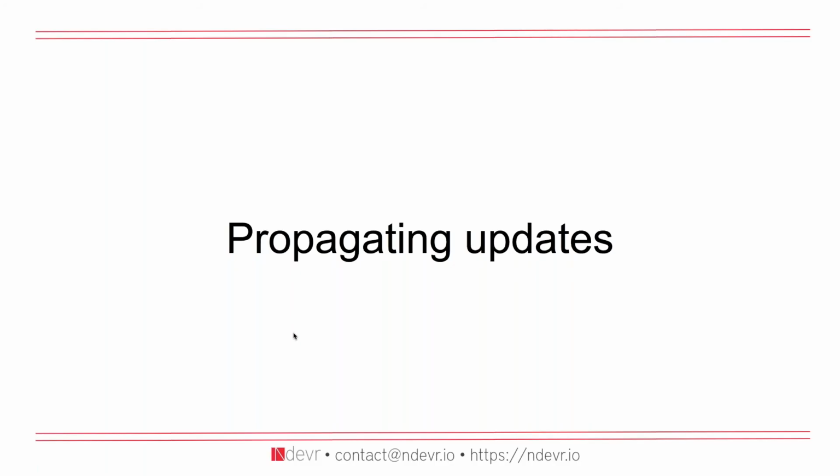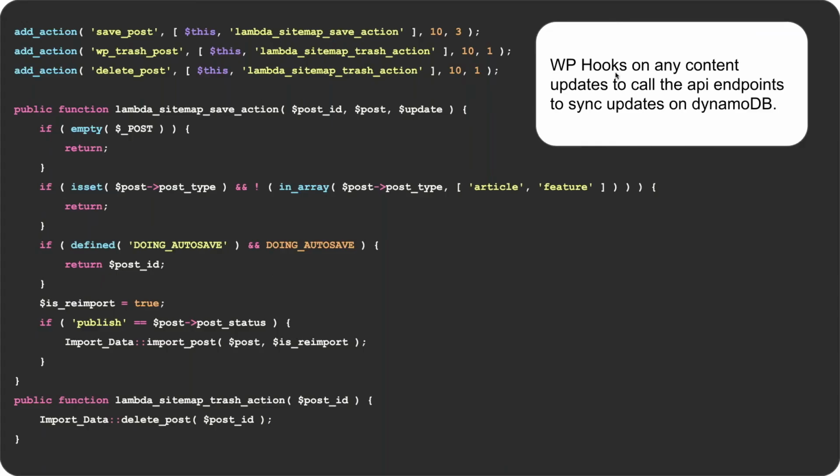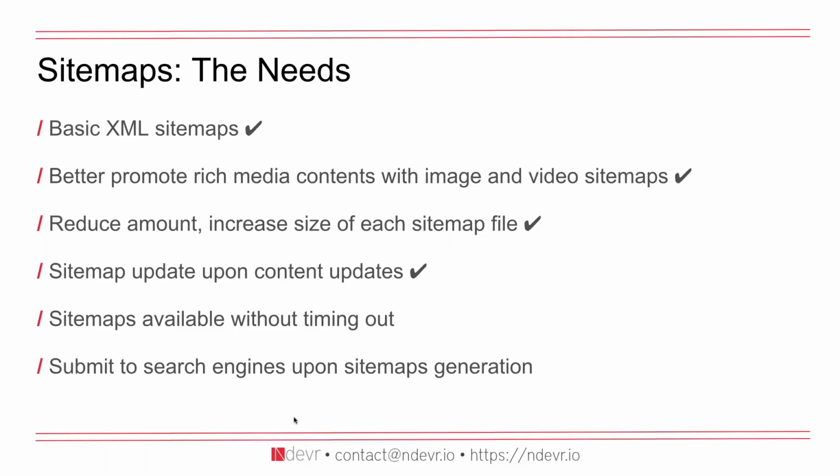So how do we actually tell DynamoDB the contents are updated? We have different hooks on the content updates, and then we call the individual APIs, the delete, update, or create APIs. On save post, if it's new and published, then we call the create endpoint. But if it's an update, which is one of the parameters that gets passed on the save post, it's a re-import, and it's going to call the update endpoints instead. And on trashing or deleting the post, it will call the delete endpoints.